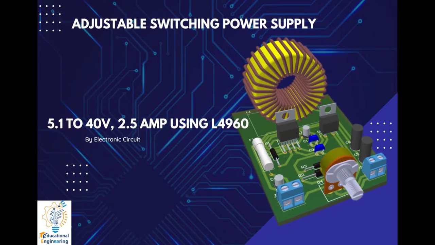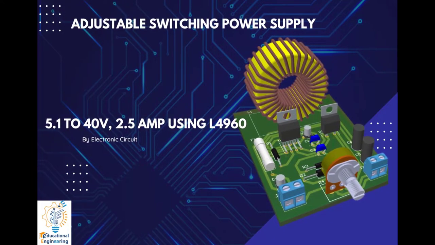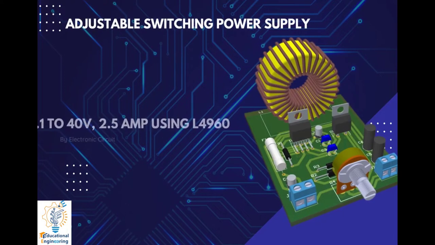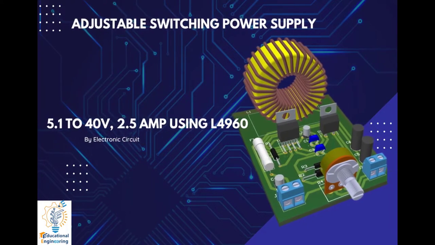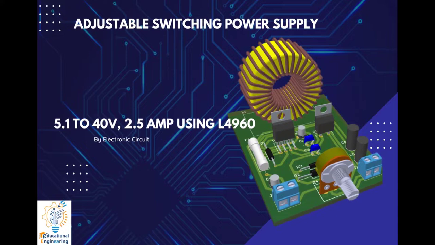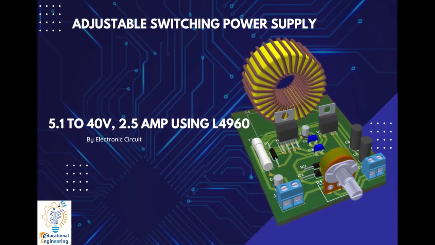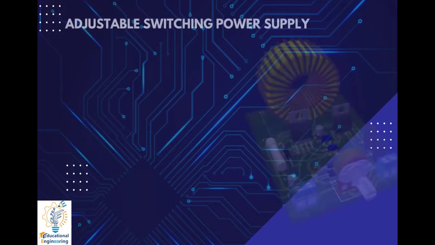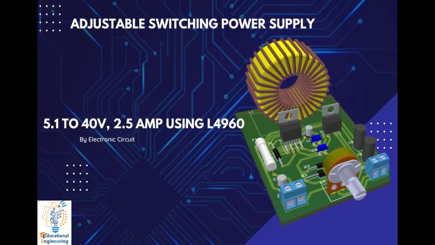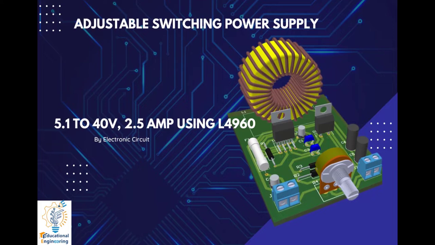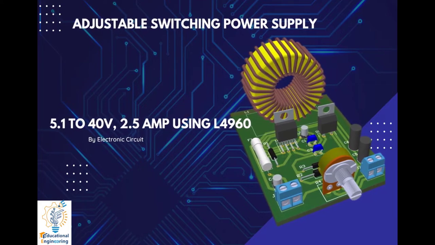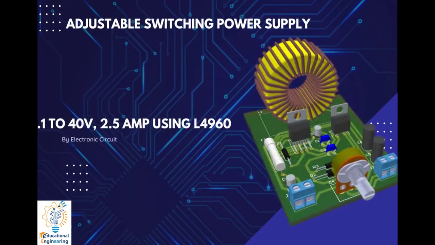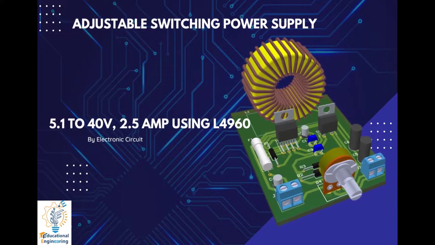Hi, and welcome again to another video. Today, we're gonna learn how to design an adjustable switching power supply using Altium Designer. So this PCB is basically made by ELC circuit. This board is an adjustable power supply with a stabilized output that varies from 5.1 to 40 volts with a current of 2.5 amps. Now, let's start designing it in Altium Designer.